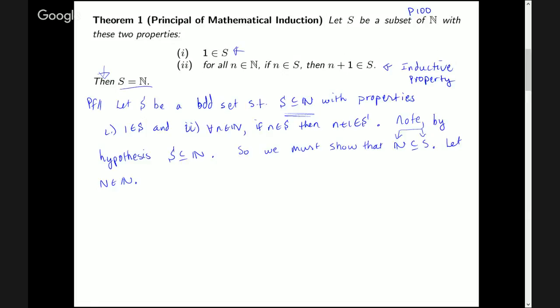Why do we have to show? If you want to show two sets are equal, you have to show subsets both directions. So the let N be an N is just the start. Yes, let N be in the naturals. Now I'm getting ready to show that N is a subset of S. It is an element of S.